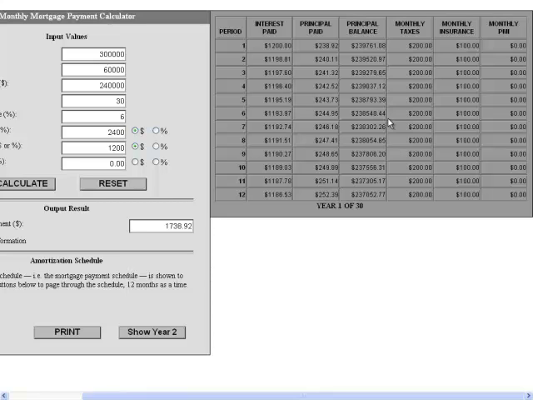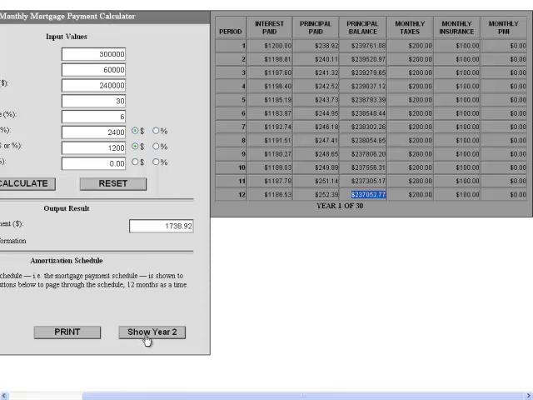Now, at the end of the first year, we can see that after 12 payments, our new principal balance is $237,052.77. In other words, we have dropped our principal by almost $3,000 at the end of the first year. And that is the total of these monthly payments that were applied toward principal, taken off of the original balance of $240,000.